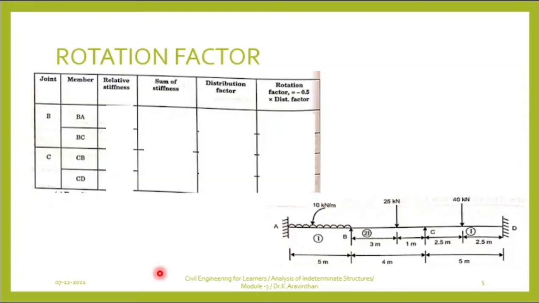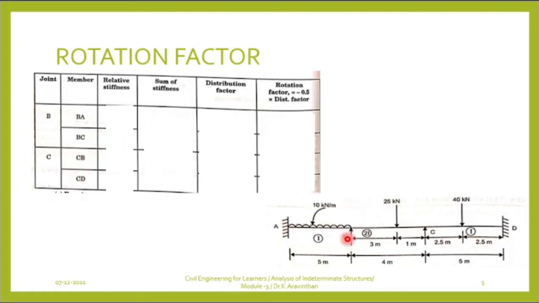moment of the span. Rotation factor, you have to do the same thing which is similar to the moment distribution method. First write joint, member, relative stiffness, sum of stiffness and distribution factor. Up to this table you have calculated already. Likewise, you will be having the joint B. B has two members, hence it needs a distribution factor. You can write BA and BC, and at joint C, CB and CD. These are the two members you are having. So the members are written.